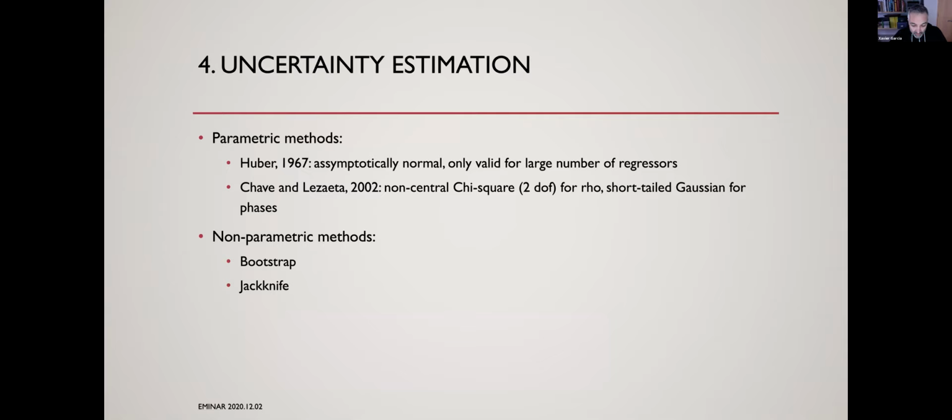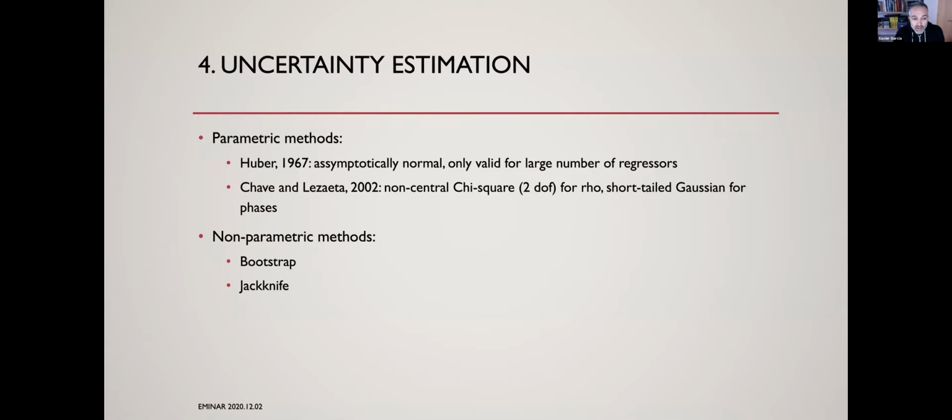I don't know if you use Python, there are hundreds of packages that can do robust processing, and they provide some confidence levels or errors or variance or covariance. And this is based pretty much on this asymptotic hypothesis. Chave and Lezaeta in 2002 suggested that the apparent resistivities follow a non-central chi-square distribution with 2 degrees of freedom, while the phases follow a short-tailed Gaussian.